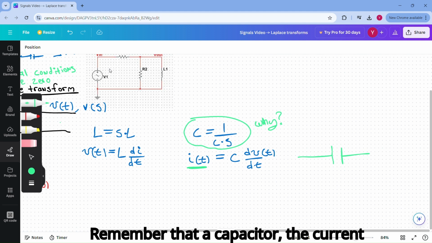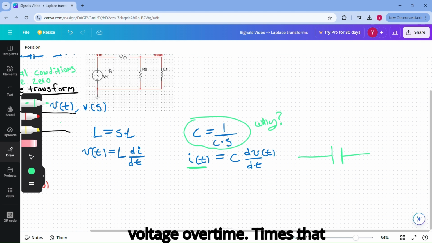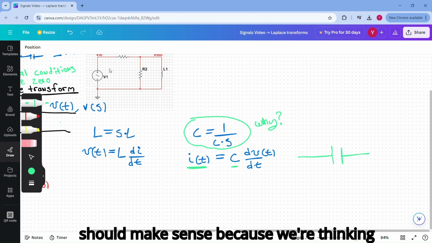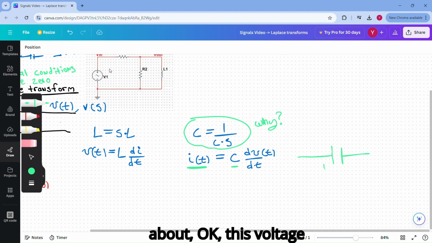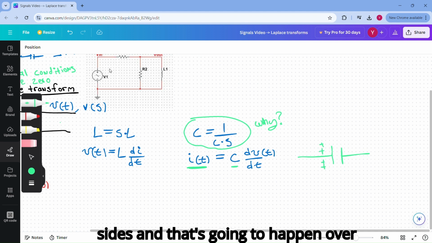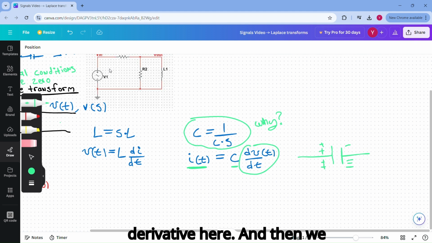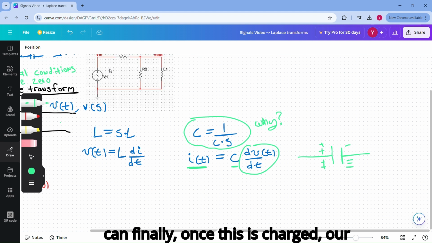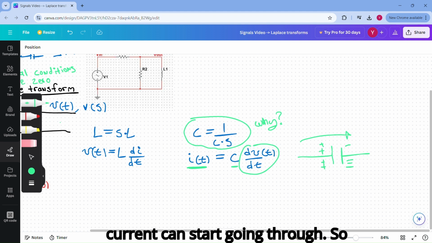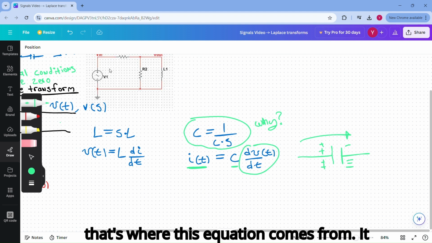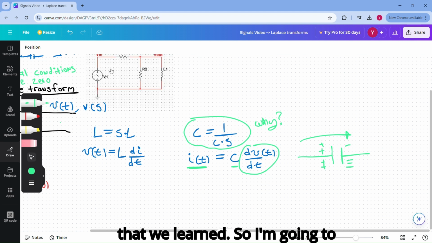Remember that for a capacitor, the current going through the capacitor is based on the change in voltage over time times that capacitance. So this is one of those early equations that we use just to describe a capacitor. And this should make sense because this voltage is going to start collecting on both sides, and that's going to happen over time, which is represented by our derivative here. And then, once this is charged, our current can start going through. So that's where this equation comes from. It comes from those basics of capacitors that we learned.